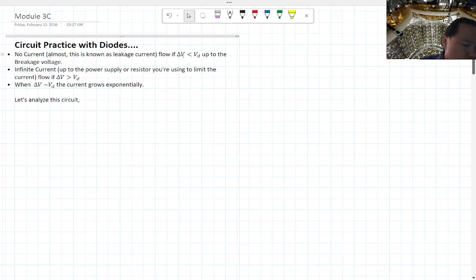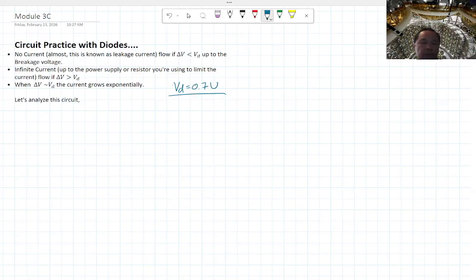So the rules of a diode: when no current flows through it, delta V across that diode is less than the diode voltage. Let's just use 0.7 in this case, because that's the one we're going to have in the lab. If delta V is bigger than the diode voltage, you can get up to infinite current, but usually you're going to limit that with some resistor so that you don't have infinite current flowing through it.